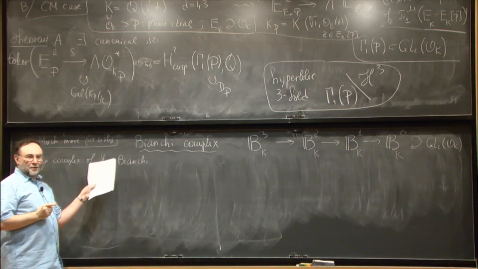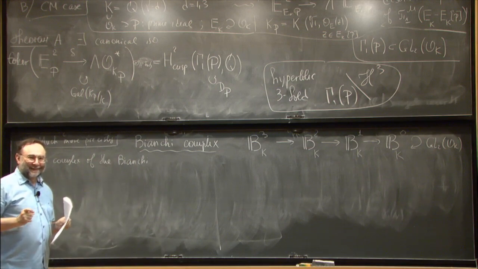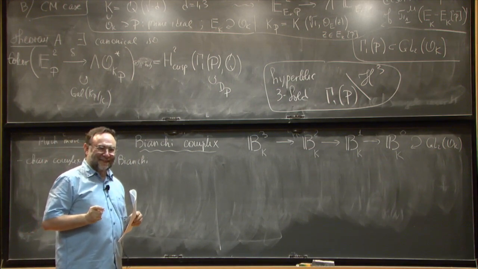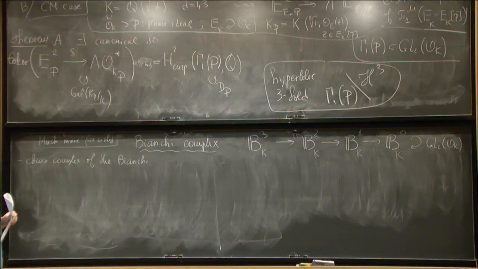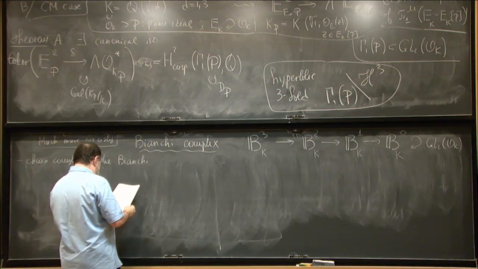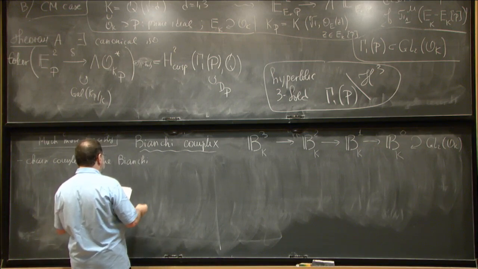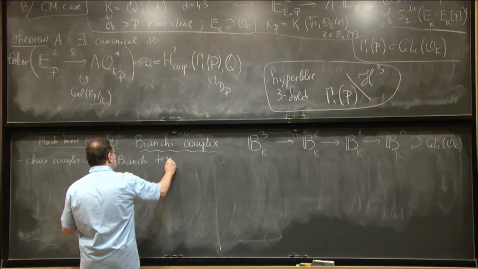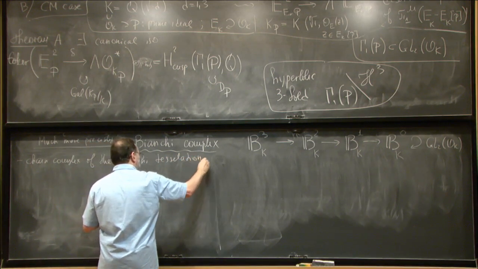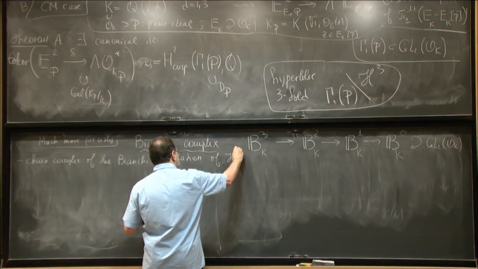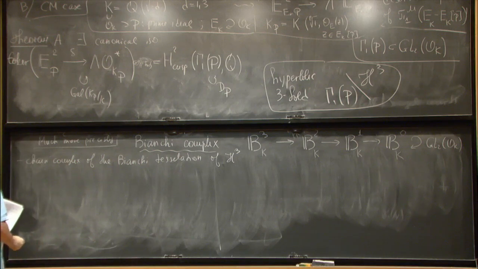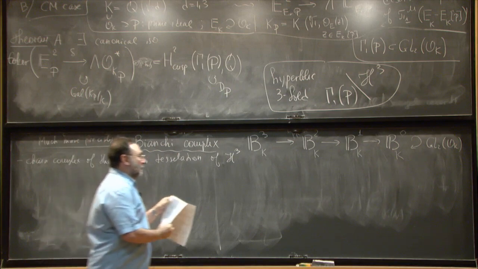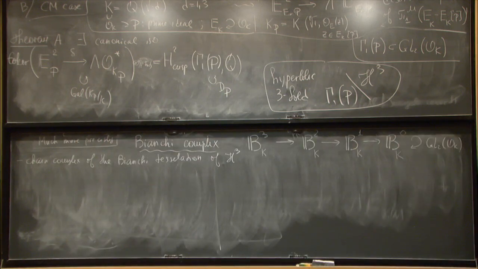Is that standard terminology? For me? No. It's Joachim. Depends on your definition. Ah, okay. It's a chain complex of the Bianchi tessellation of H3, hyperbolic space. And instead of defining this, I'll draw you a picture of how it looks. Then I'll give a definition.